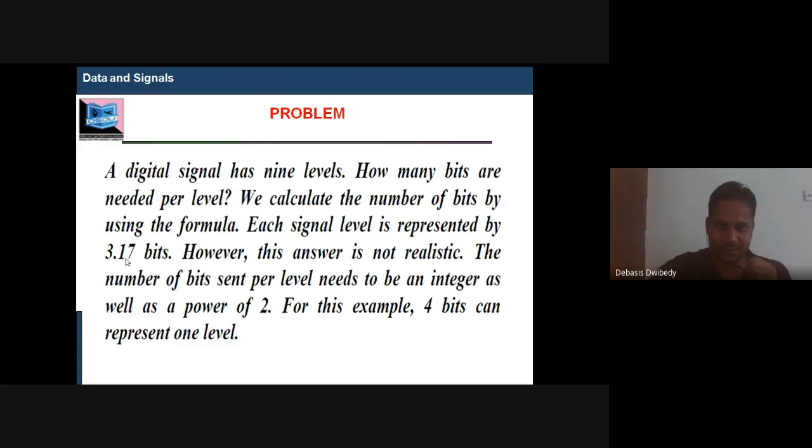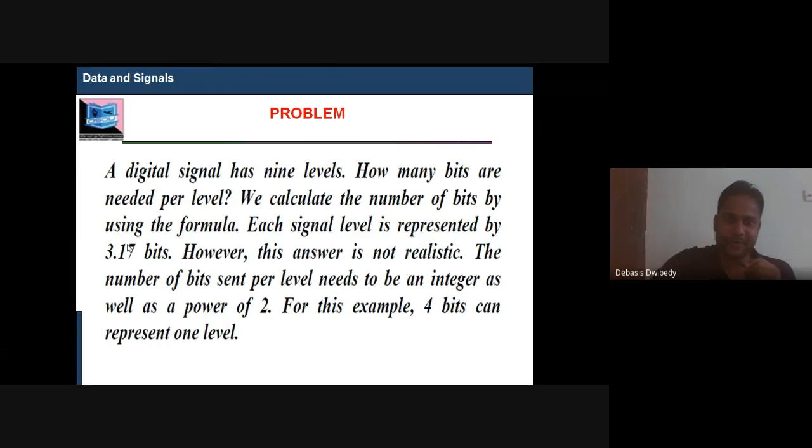Okay, so we can say this answer, the number of bits sent per level, needs to be an integer as well as a power of 2. For this example, 4 bits can represent 1 level. Okay, so 3.17 bits we do not take, it is not realistic, it is not possible. So we will go for the upper bound and it should be a power of 2. So its answer will be 4.